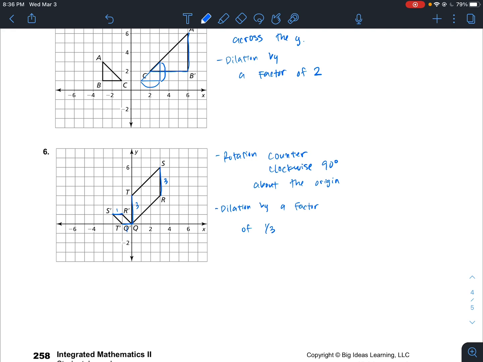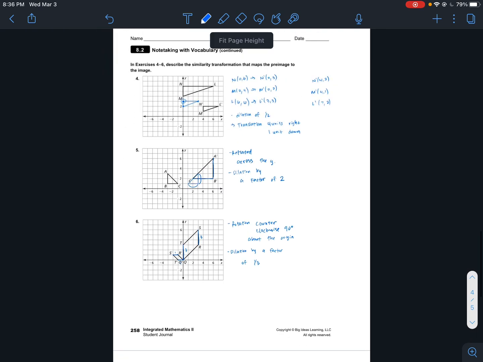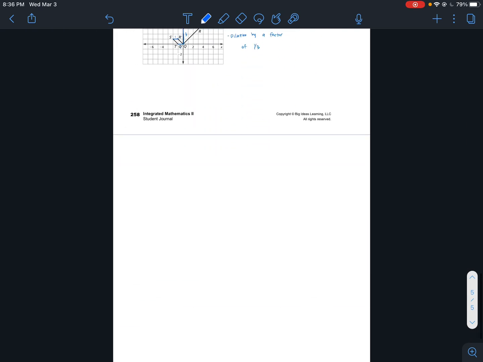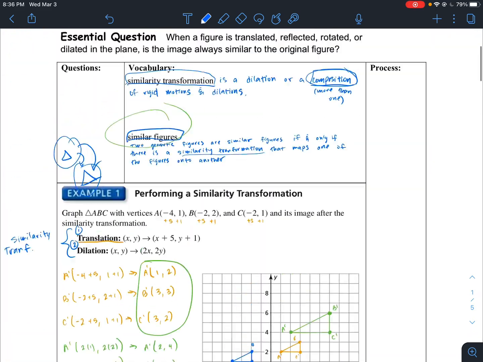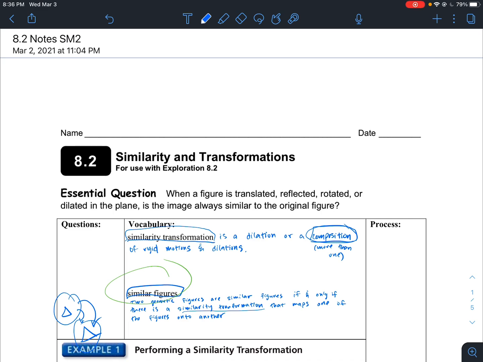Okay. And there you have it. That should pretty much do everything for this unit right here. So it's a lot to take in for this week. So please let me know if there are any other questions.